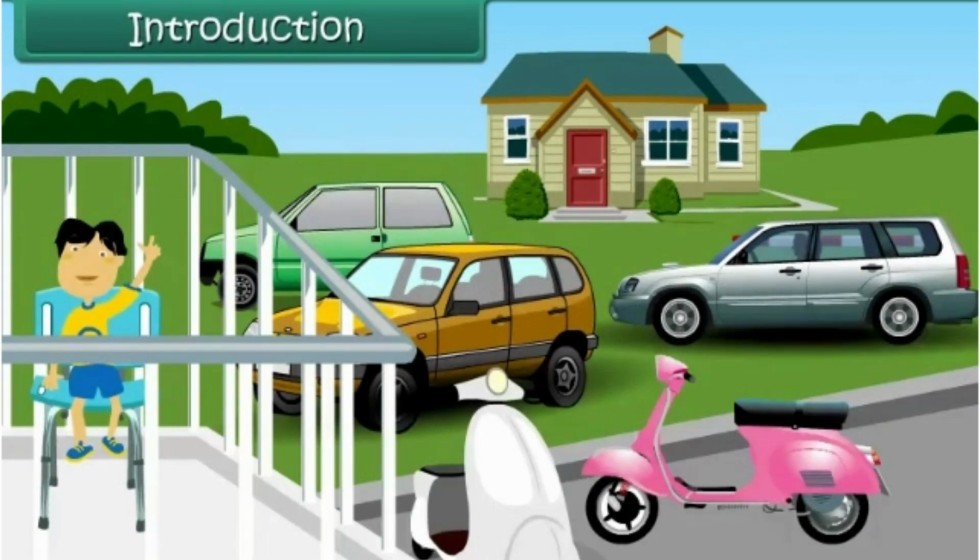Rahul is sitting in the balcony of his house. He is busy counting the number of scooters and cars in the parking area. He wants to know whether the number of scooters is more than the number of cars. In this lesson, you will learn to identify greater and smaller numbers.